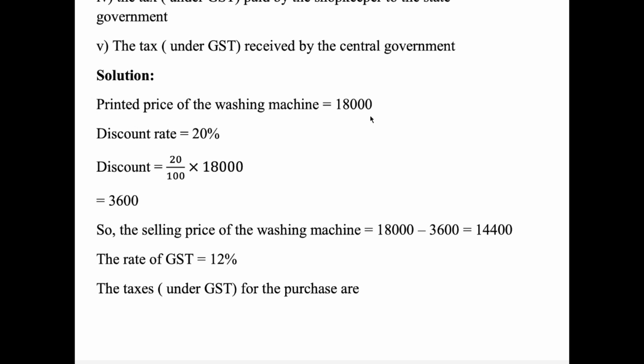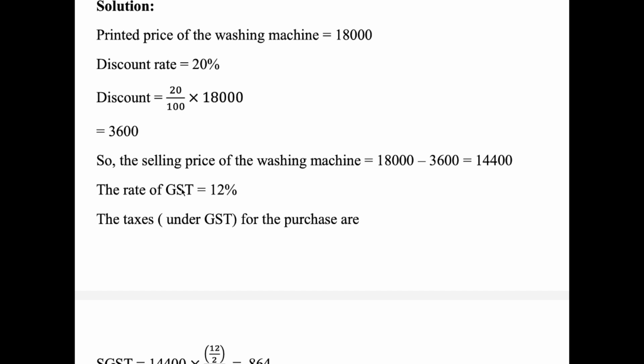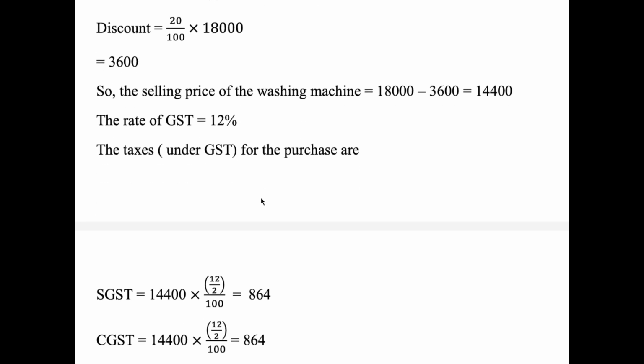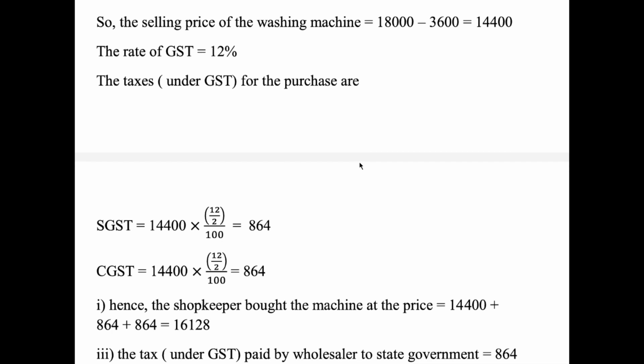Printed price of the washing machine rupees 18,000, discount rate 20%. So 20% of 18,000 comes to rupees 3600. So the selling price of the washing machine is 18,000 minus 3600, that is 14,400. The GST rate is 12%. The tax under GST for the machine will be 12 by 2, that is CGST and SGST, that comes to 864 each.